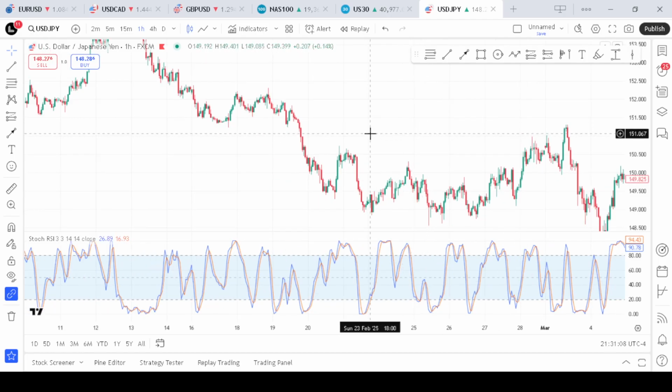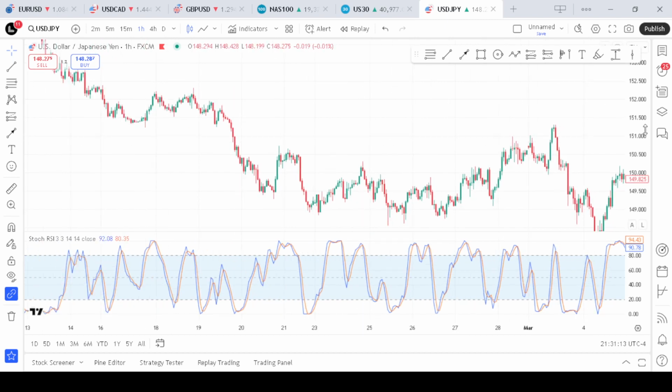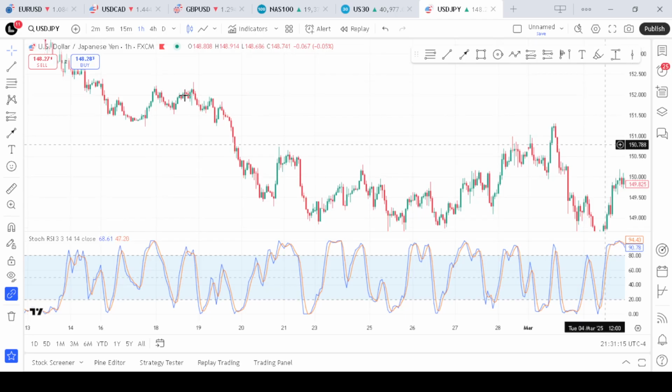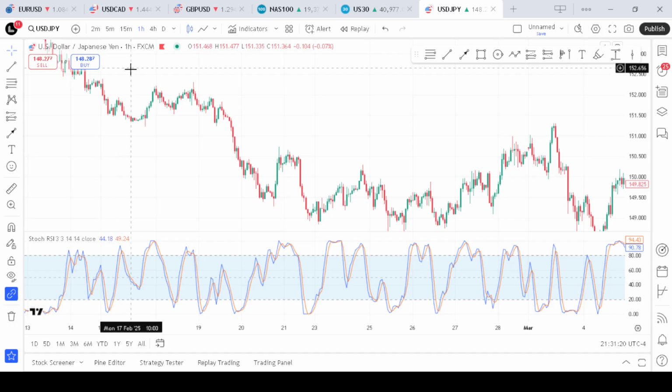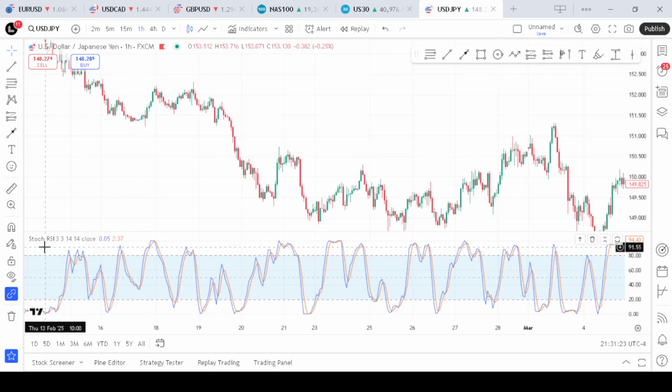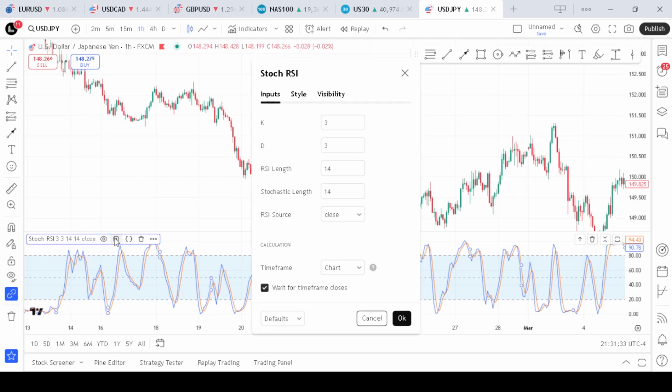Let's begin by setting up your chart. You have to open TradingView and select the preferred currency pair you would want to trade, and in my case I'm making use of the USD JPY. You have to add the stochastic RSI indicator on your screen, and when we want to edit this indicator, I recommend you use these settings you can see on my screen.